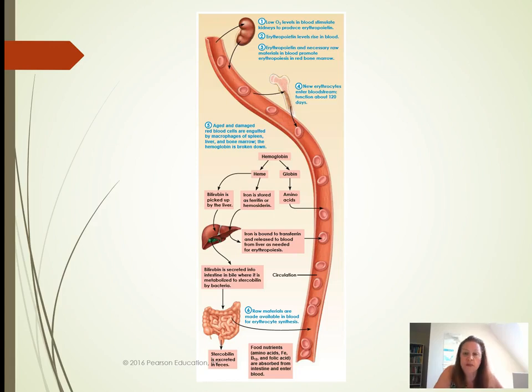So the heme is split from the globin, right? So you can see that right here at the beginning. So the aging and damaged cells are engulfed by macrophages of the spleen. The first thing you do is you split it up. The heme goes in one place, the globin goes in another, and then the heme is picked up by the liver, and we can do a bunch of different things with it. It can be bound to transferrin and released to be used again. And then the bilirubin is picked up by the liver, and then it's secreted. And so basically the hemoglobin is broken down and reused, or certain portions will be excreted if the body's not going to use it.